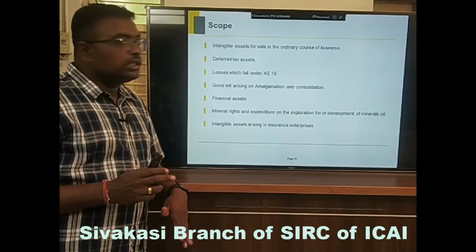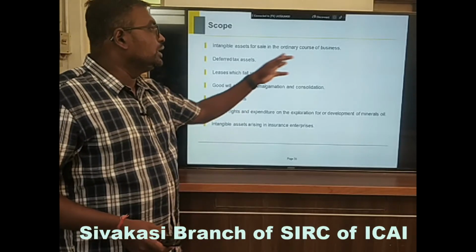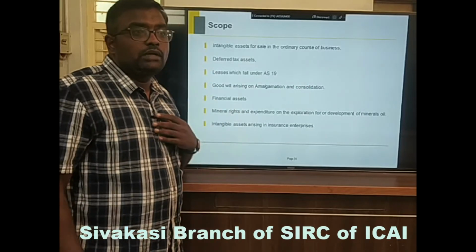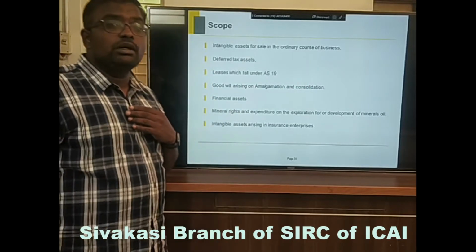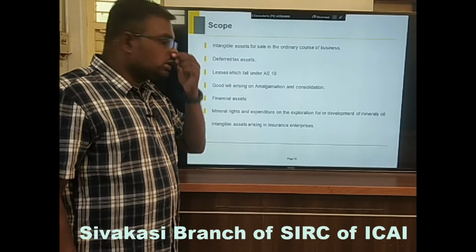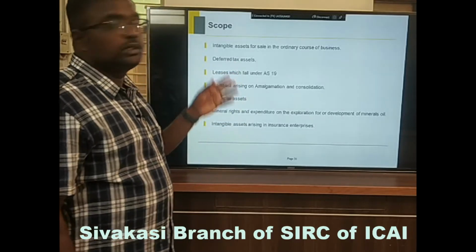So whenever there is a scope, there is a negative scope in all standards. Intangible asset sold in the ordinary course of business is considered as inventory. Say for example, Microsoft, they sell softwares. For them, softwares are not intangibles, their softwares are inventory for them.